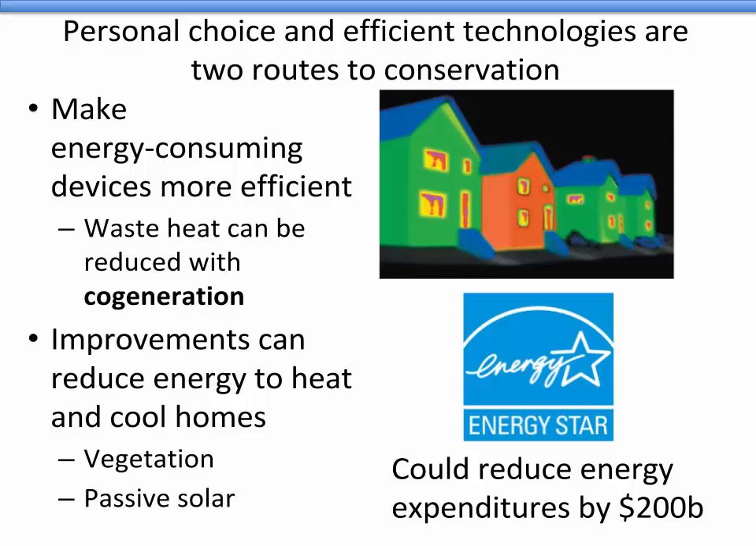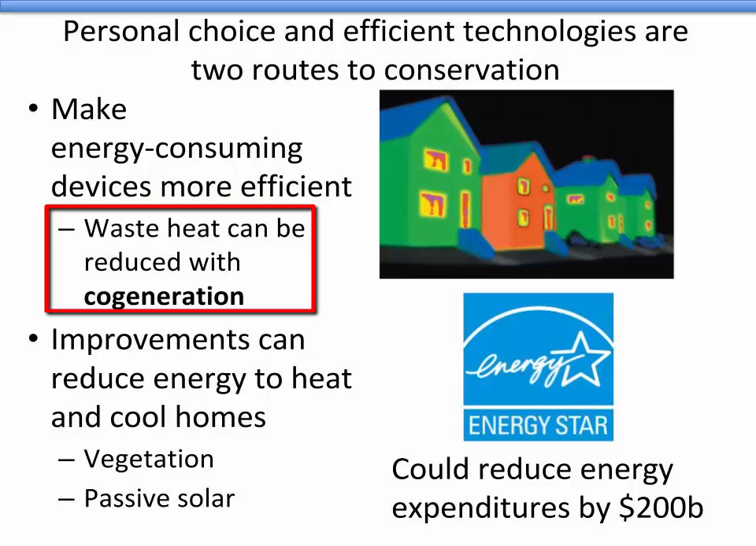For example, energy-consuming devices can be made more efficient. Power plants can lose up to 2/3 of energy as waste heat. This waste can be reduced with cogeneration, which is using excess heat from electricity generation to heat nearby buildings and produce other kinds of power. Cogeneration can nearly double the energy efficiency of a power plant.